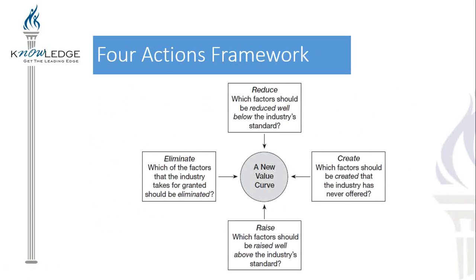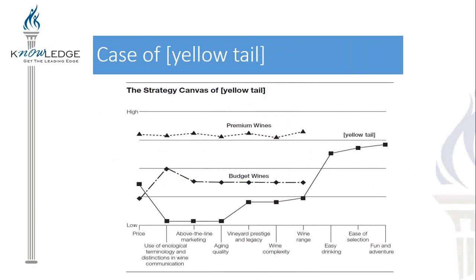So this is the 4 actions framework through which you can formulate your blue ocean strategy. And this is exactly what Yellowtail Wine did. If you see over here, Yellowtail Wine came up with a bang. They reduced several of the factors. They brought down the wine prestige legacy, the aging quality, the above-line marketing budgets, the use of analogical terminologies, while at the same time, they increased ease of drinking, ease of selection, fun and adventure.